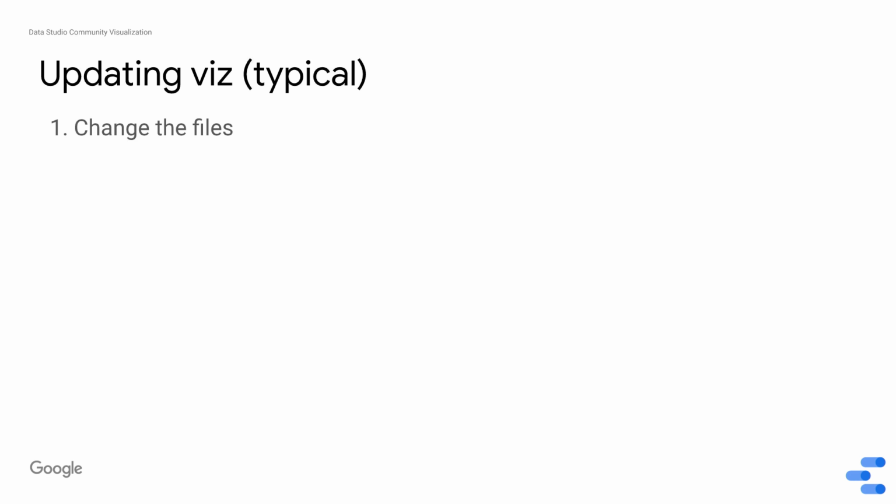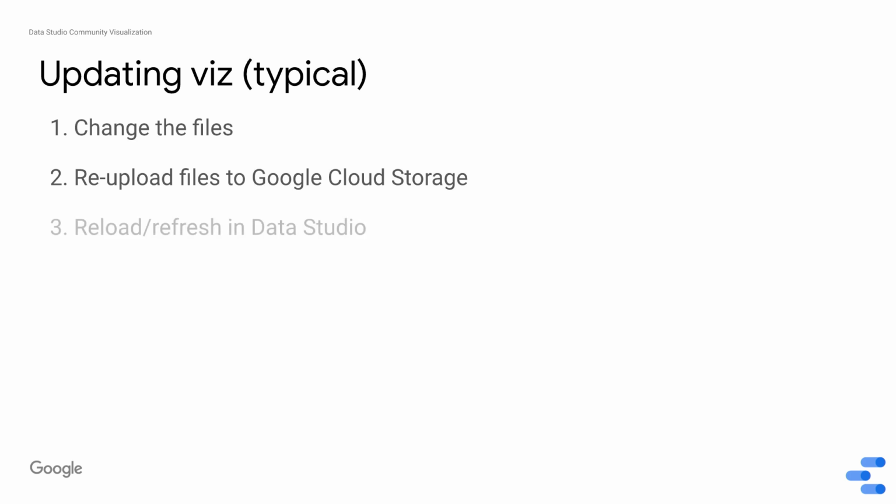When I'm updating a visualization, I make a change to one of the files, whether it's the JavaScript, whether I've changed the config, whether I've made some styling changes in the CSS. Everything has to be re-uploaded to Google Cloud Storage, and then I have to reload and refresh in Data Studio. So for every change I make, it takes me about 1 minute to see the result of that change.